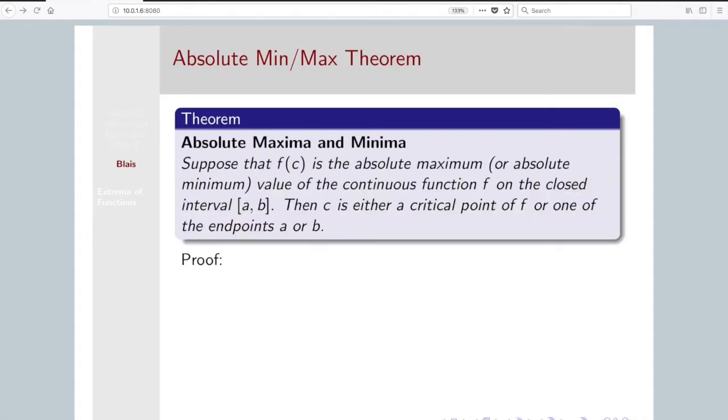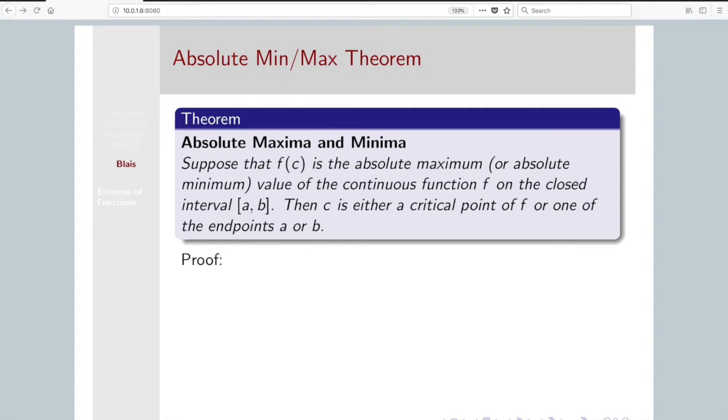And one of the reasons why is this theorem here. We're coming back now to the case where we have a function that is continuous on a closed interval. Suppose that f(c) is the absolute maximum. This also works for minimum, but let's concentrate on maximum. Suppose that f(c) is the absolute maximum value of the continuous function f on closed interval [a,b]. Then c is either a critical point of f or one of the endpoints.